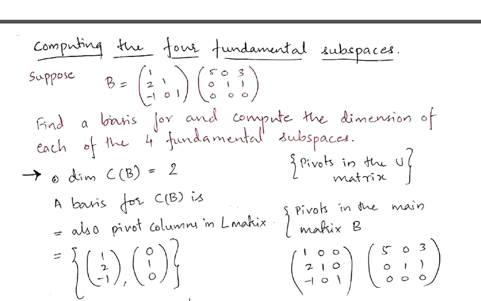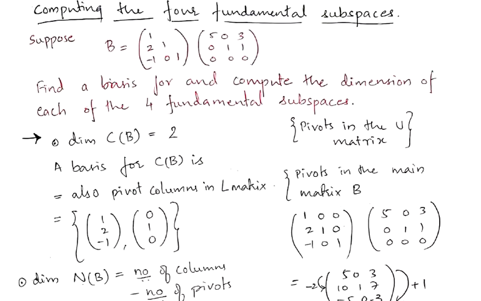The question is computing the four fundamental subspaces. Suppose B is equal to, there is one elimination matrix given and there is an upper triangular matrix. So suppose he has already decomposed the main matrix and given it in the form of L and U. This is the L matrix and this is the U matrix. So B is given by L into U. Find the basis and compute the dimension for each of the four fundamental subspaces.